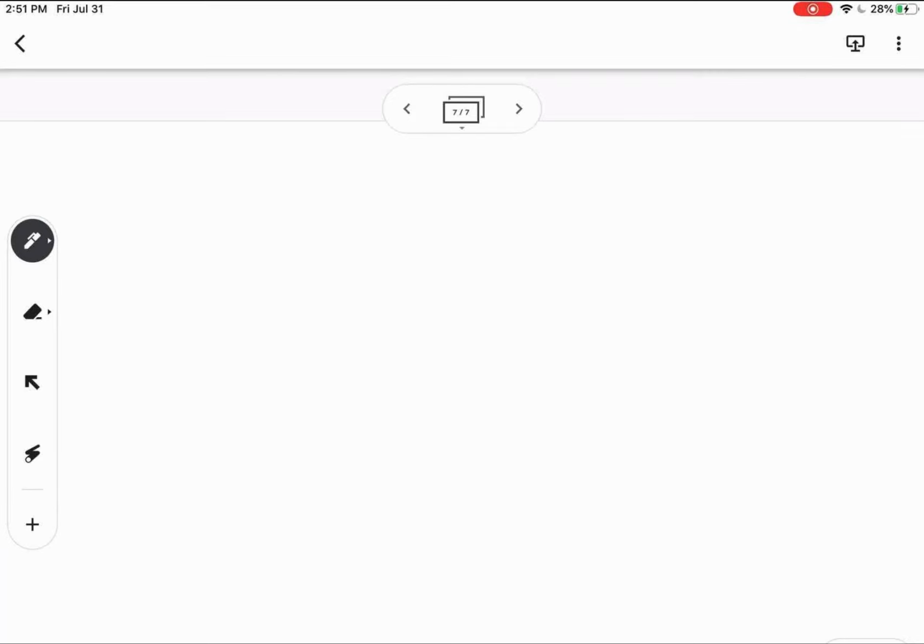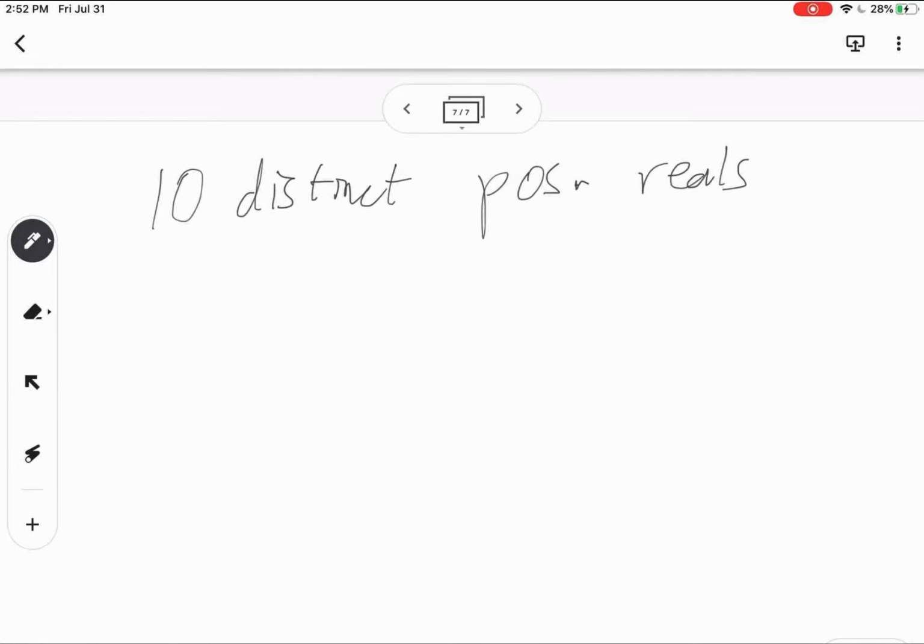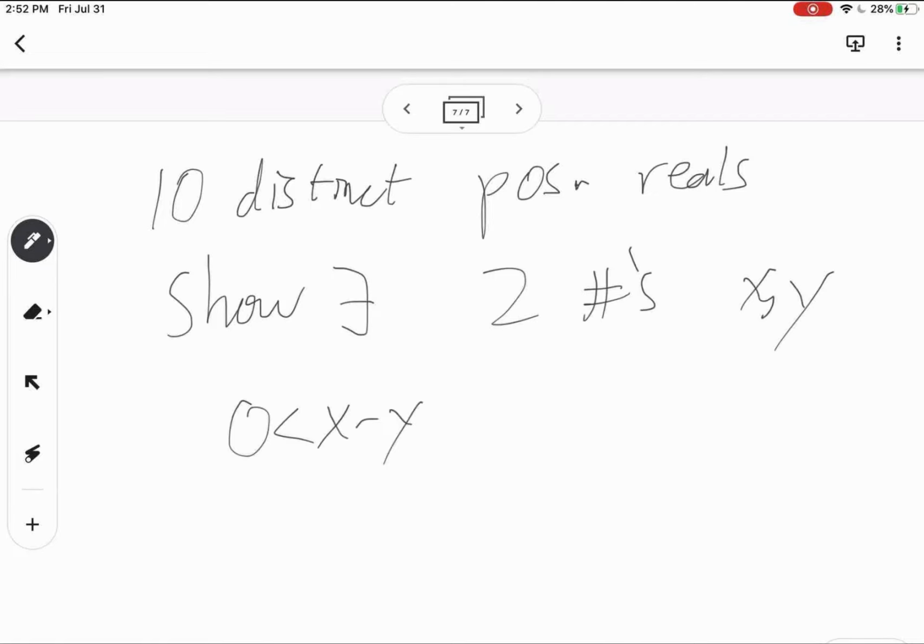Okay, here's an interesting example. We have 10 distinct positive numbers. So we have 10 different positive real numbers, and they can be any numbers. Show there exist 2 numbers, x and y, where 0 is less than x minus y is less than (1 plus x)(1 plus y) over 9.